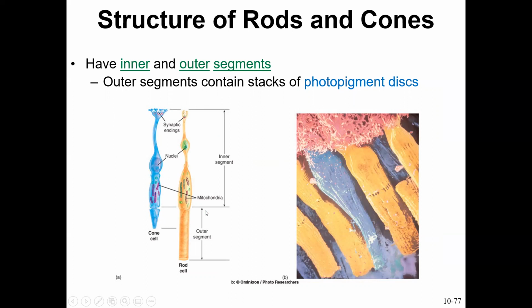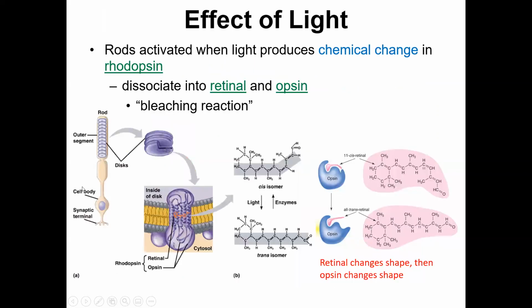They're named that based on what they look like, right? We have rods that look like rods and cones that look like cones. It has to do with the shape of their outer segment. In that outer segment, we have photopigment discs. I'll show you what that looks like here. Here's a rod. There's its cell body. There's the shape of the rod. It's got stacks of these little pigment discs.